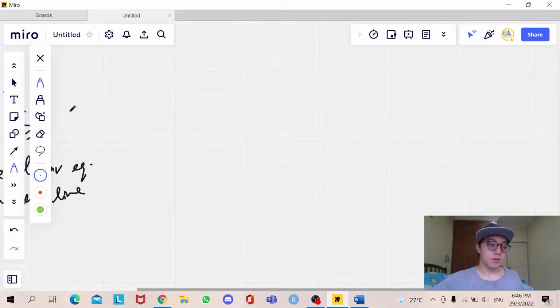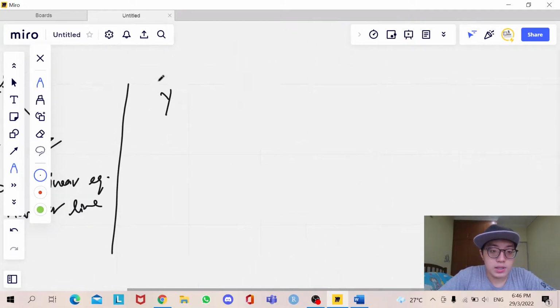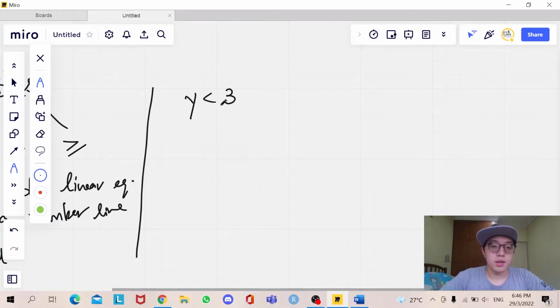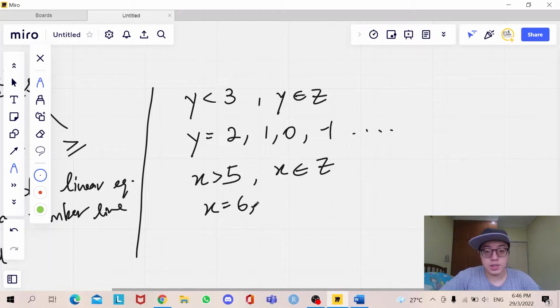All right, so for inequalities, it's something like, let's say y is lesser than 3. Then if y is an integer, then we know that y is equals to 2, 1, 0, -1, and so on. Like if we are talking about x is more than 5, where x is an integer, then we know that x is equal to 6, 7, 8, and so on. So this is the very basics of the meaning of inequality.